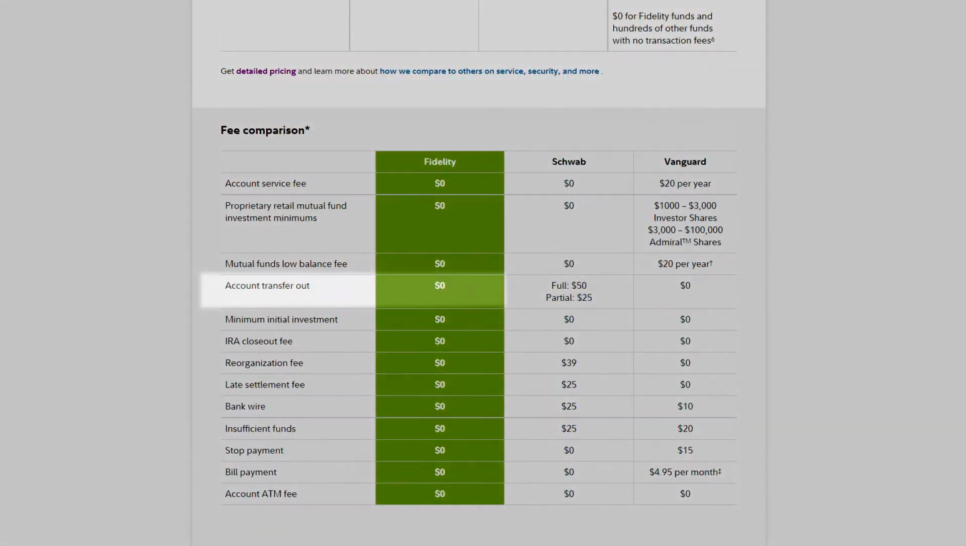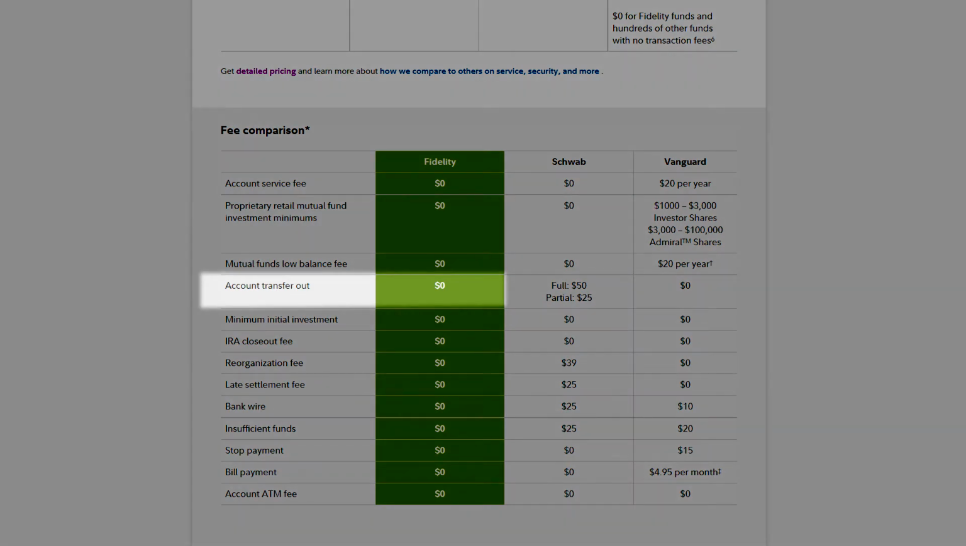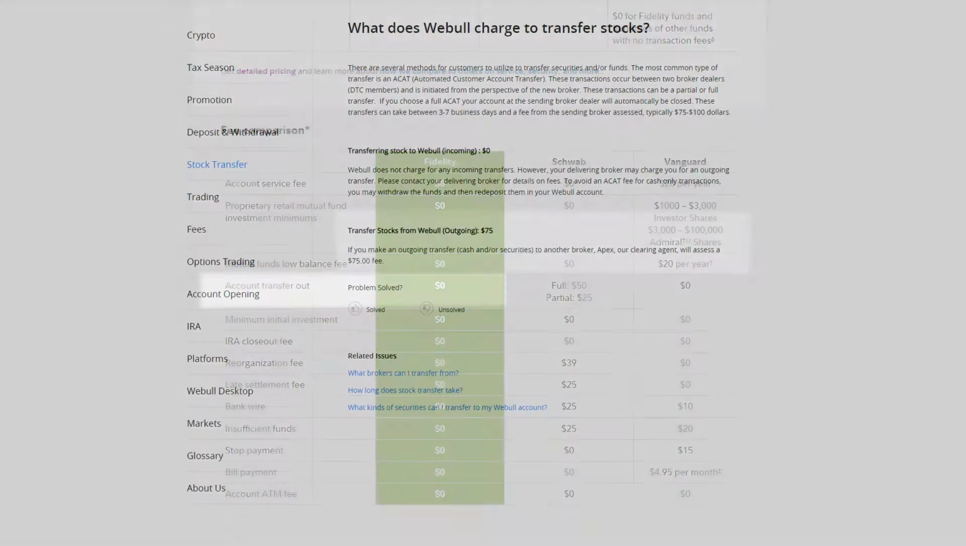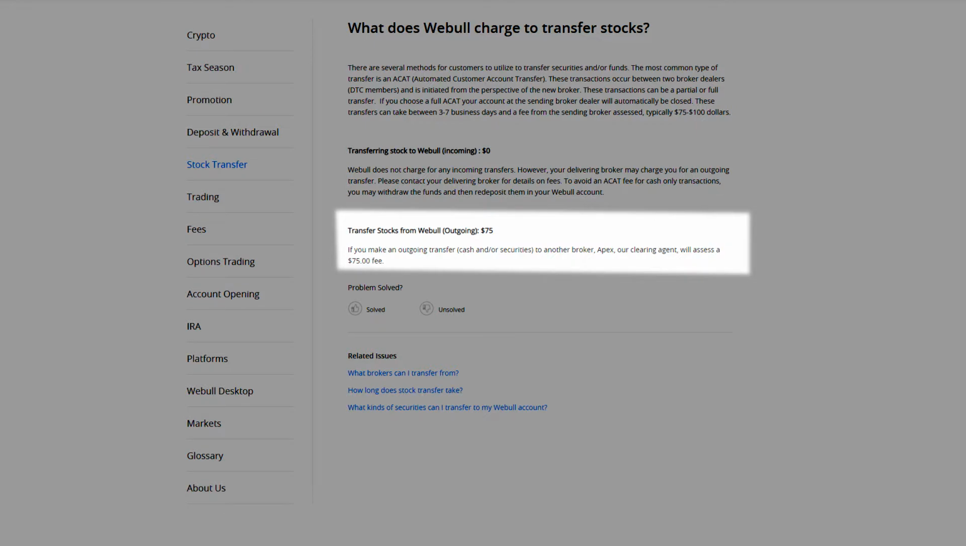If you decide you want to transfer out of Fidelity to a different broker for some reason, they won't charge you anything. Webull, on the other hand, will charge you $75 for either a partial or a full transfer to another broker. When a broker has a transfer fee, it's always a good idea to contact the broker you want to transfer to and ask if they will cover the transfer fee. A lot of times they will pay the fee for you just to help secure your future business.